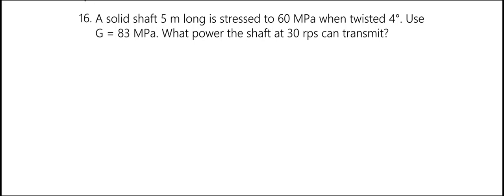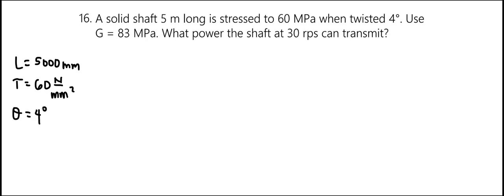In this problem, we are given a solid shaft that is 5 meters long, or 5,000 millimeters, and it is stressed to 60 megapascals, or 60 newton per millimeter squared, when twisted at an angle of 4 degrees, using a shear modulus of 83 megapascals or newton per millimeter squared. What power can the shaft transmit at 30 revolutions per second?